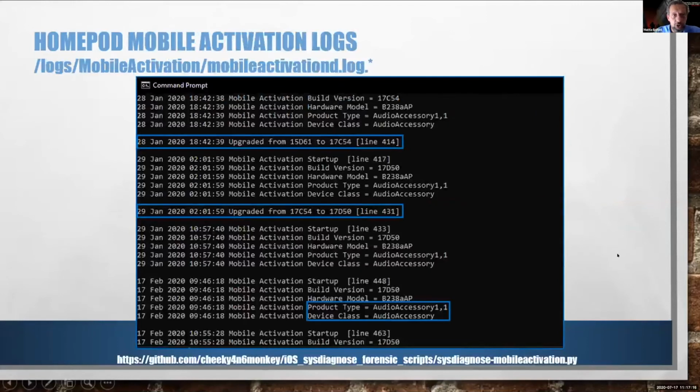Mobile activation logs are really interesting because they can give you information about when the HomePod was turned on and when the operating system was updated and upgraded. That's interesting. You can have a timeline, and that's quite nice.